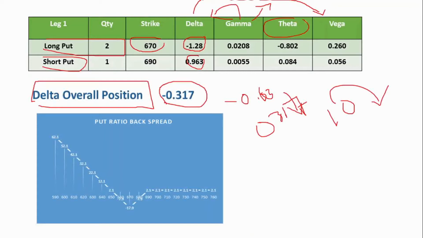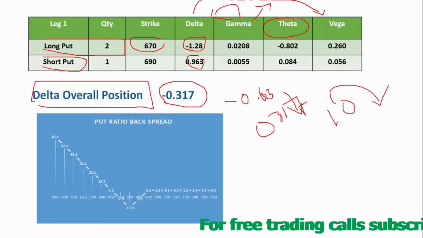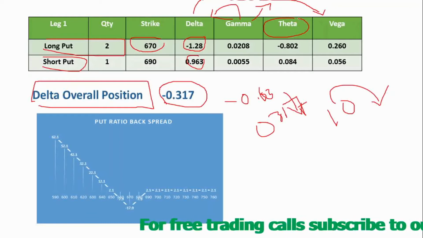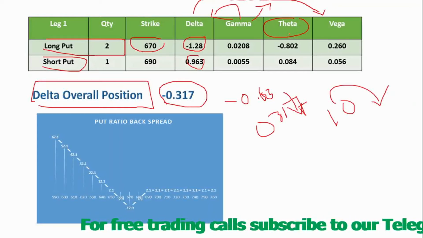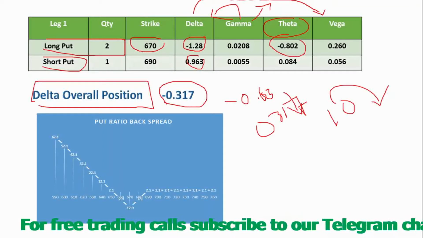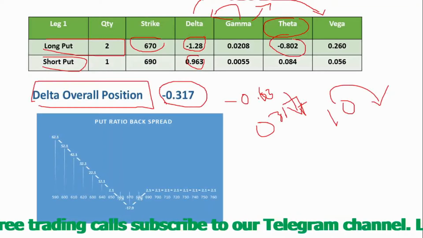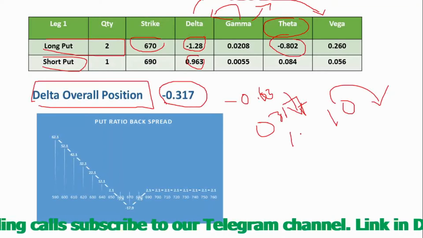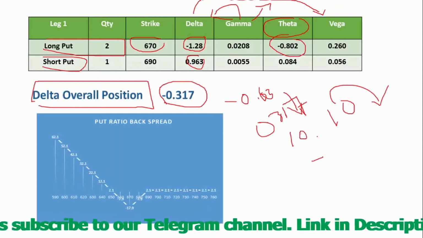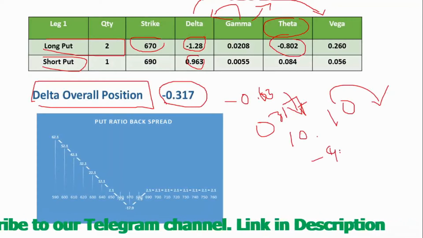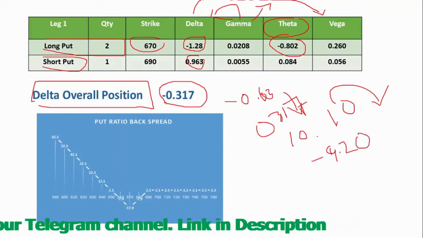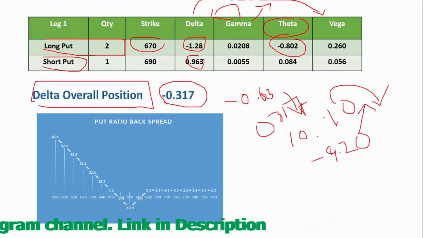Theta: an option is a depreciating asset, so every day the option will lose its value. How much will it lose? Theta gives the answer. As of now, for the long put, every day 80 paise will be lost on the premium. For example, if the premium is 10 rupees, tomorrow it will come to 9 rupees 20 paise. So time will eat your premium.